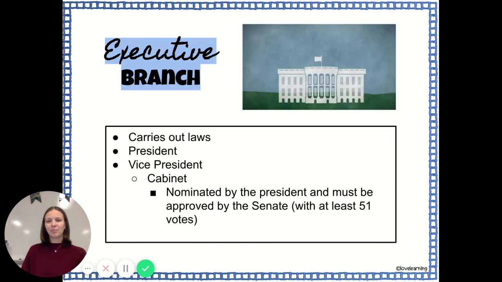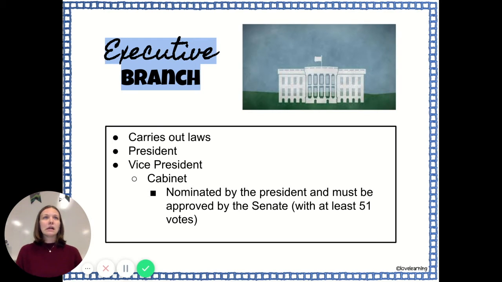Next, we have the executive branch. The executive branch carries out the laws. It has the president, and then the vice president, and then the cabinet. And the cabinet is nominated by the president, but it must be approved by the Senate. This here is an example of a checks and balance to make sure, again, that power is limited for each branch. So when we vote for the president of the United States, we're voting for who is in charge of the executive branch. And if you can remember, we have an election coming up in November, and the people get to vote to decide who will be our president for the next 4 years of term.